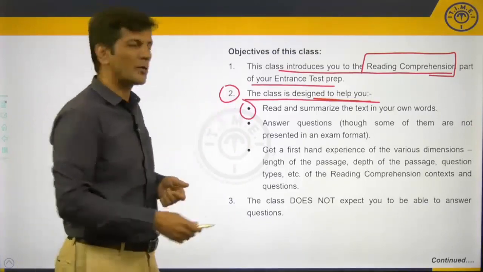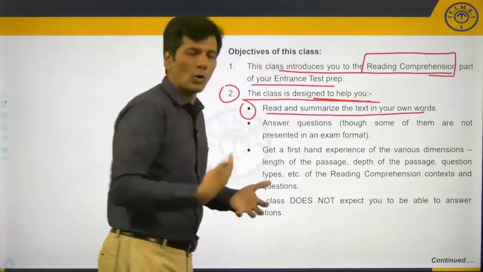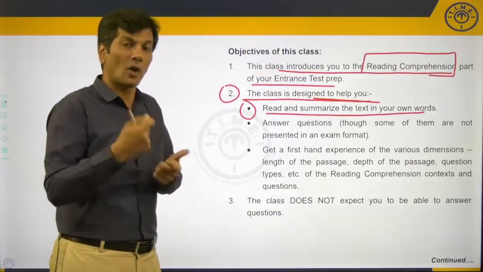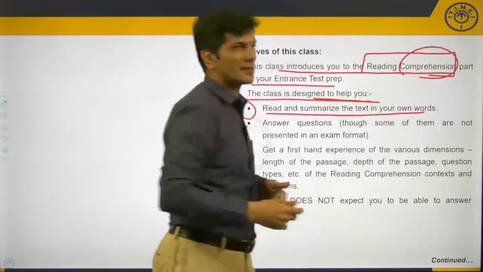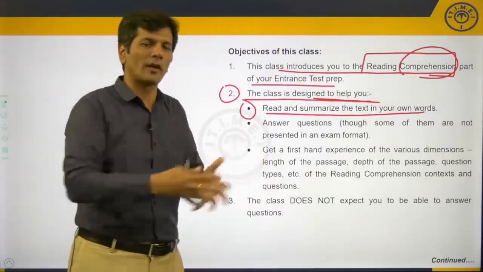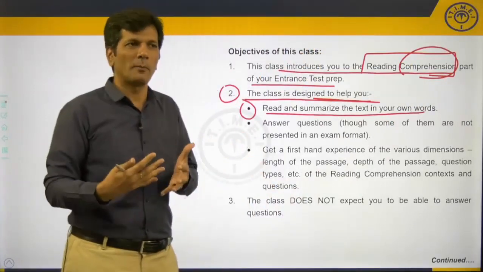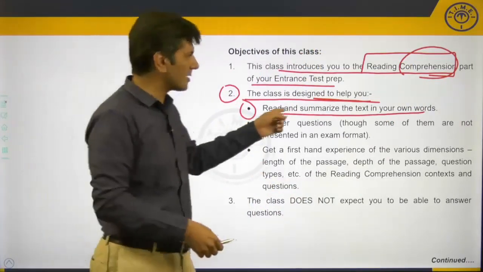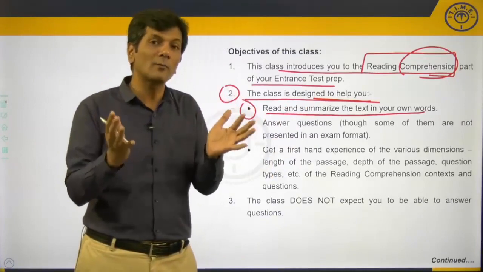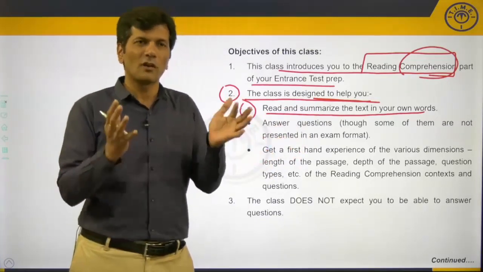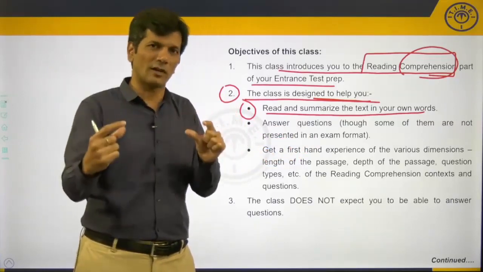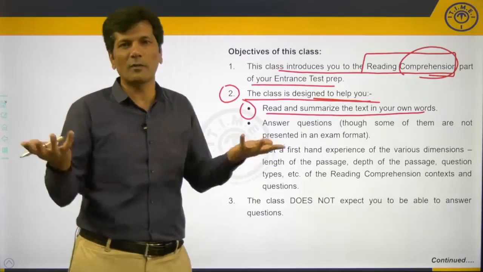This class is designed to help you read and summarize the text in your own words, because that's a very easy way to comprehend. Ultimately, it's our understanding, and is our understanding an apt understanding of what the given context wants us to comprehend? The best way to do that is to summarize the text in our own words. When we look at, let's say, a 100-word extract from a 500-word passage, will we be able to understand it in our own words in about 15, 20 words or so?